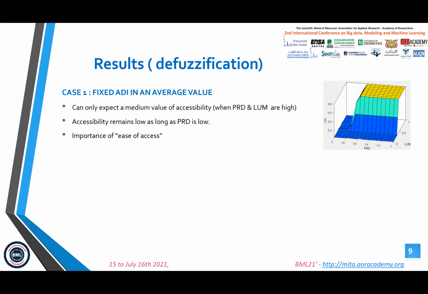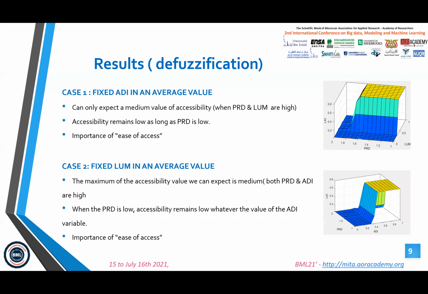We can see in the figure that when the density is medium, we can only expect the medium value of accessibility. Therefore, when the PRD is low, accessibility remains low, whatever the value of LUM variable. This supports the fact that the ease of access is an important component to consider when studying and planning local accessibility. Case 2, we fix LUM at an average value. As we can see in this figure, when we set LUM to a medium value, we notice that this case presents the same result as the previous one.